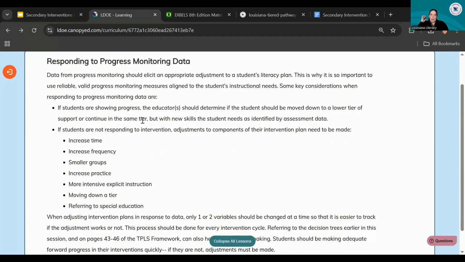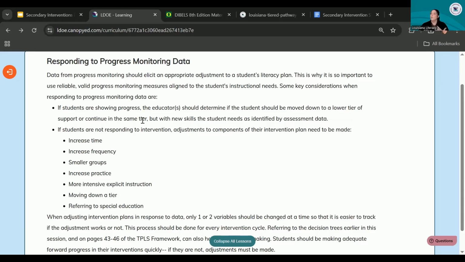Some things that you want to keep in mind: if students are showing progress, the educator or the team should determine if the student needs to be moved down to a lower tier of support. So maybe they're in tier 2 and they're showing significant growth. Maybe they don't need tier 2 support anymore. They might be able to move down to tier 1. Or there may be other skills that they showed a challenge or a deficit with that you can move on to giving them support in, because they have now mastered whatever the skill was you were instructing them on. If they're not responding to your intervention, or not quickly enough, you need to make some adjustments to their plan.